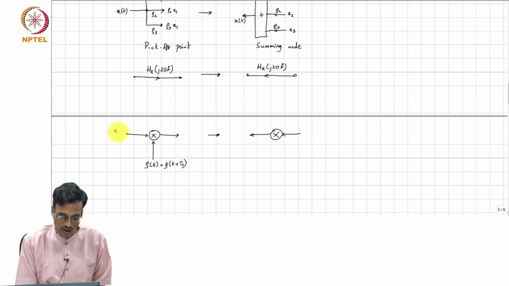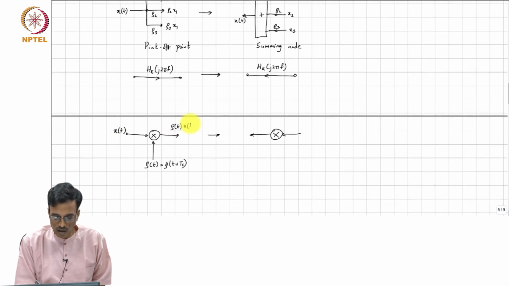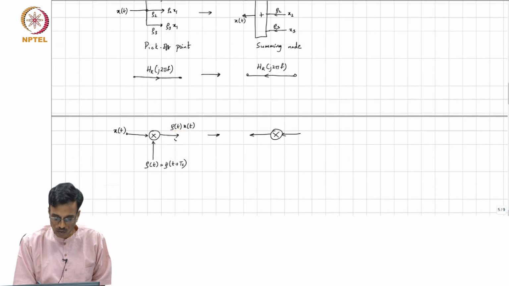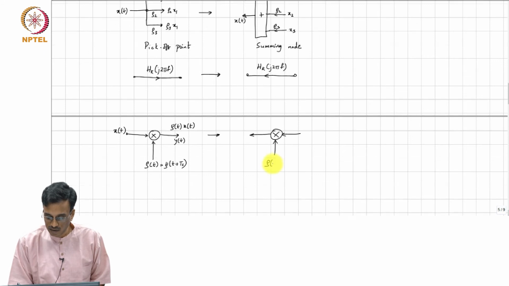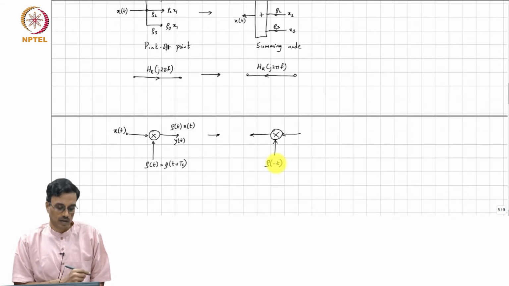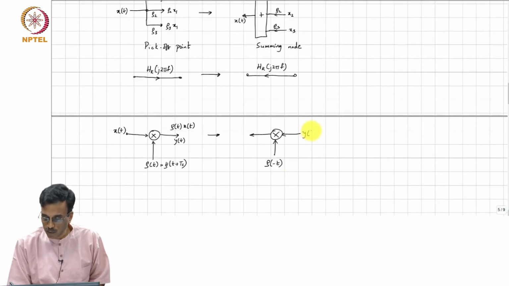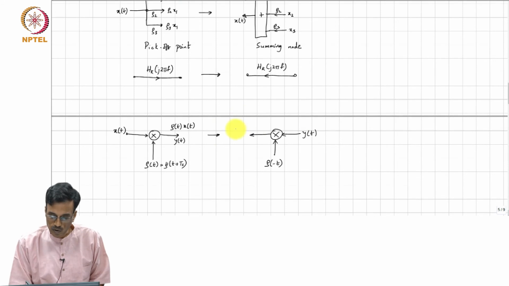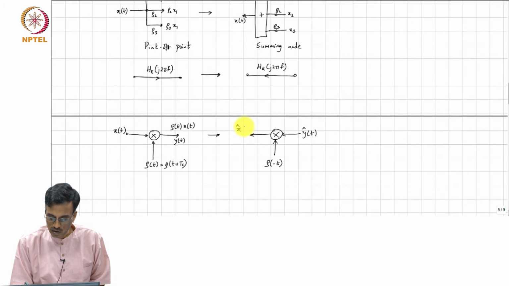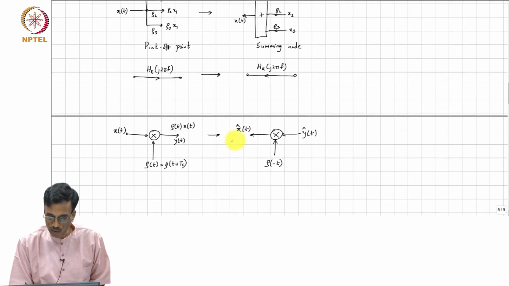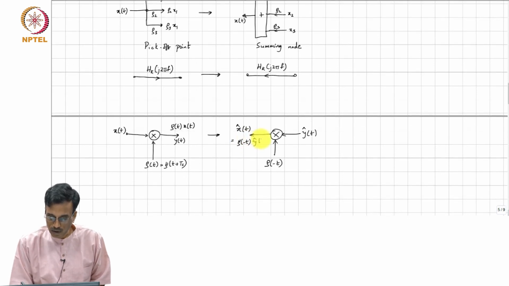So, x of t, this is g of t times x of t, which is y of t. So, what should you do? Well, we should time reverse the gain control waveform. We plop in y of t on the right. Whatever you get is x hat of t, which is nothing but g of minus t times y hat of t.